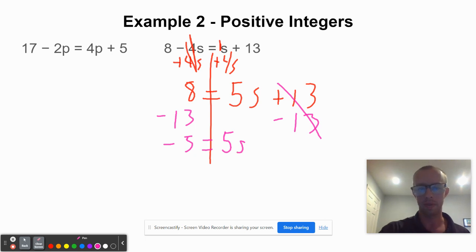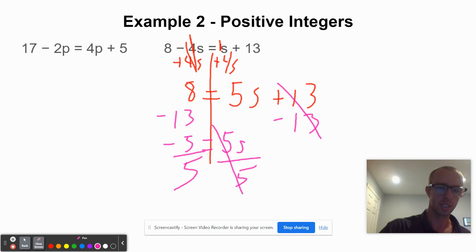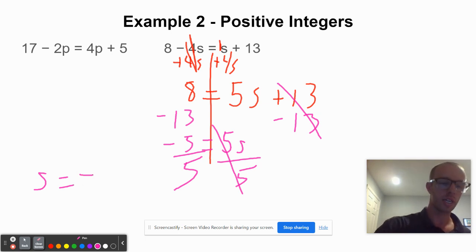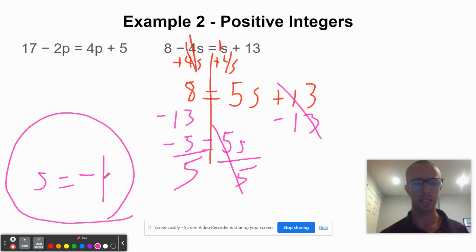And now I just have to get rid of the coefficient. Coefficients mean multiplication, and the opposite of multiplication is division. I get s is equal to negative 5 divided by 5. Let's be good with our negative and positive. A negative divided by a positive is a negative, so I know my answer is negative. 5 divided by 5 is 1. And the final answer is that s equals negative 1.